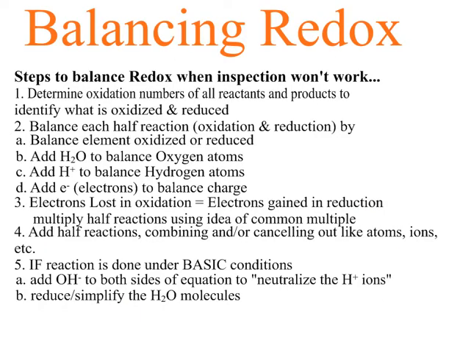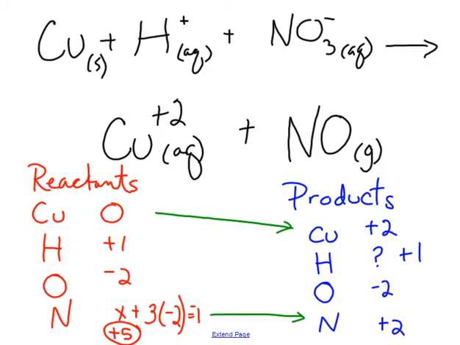So the first step, as you can see from these details, is to figure out the oxidation numbers and then to identify what is oxidized and what is reduced. So you're going to list the symbol of the element oxidized and the symbol of the element that is reduced. So if we go back to the slide, which element is oxidized? Copper is oxidized. And which element is reduced? Nitrogen. So now we know what is oxidized and what is reduced.